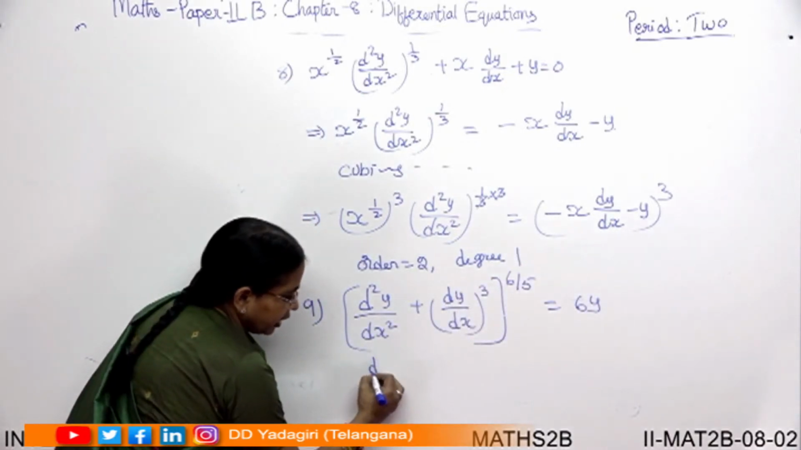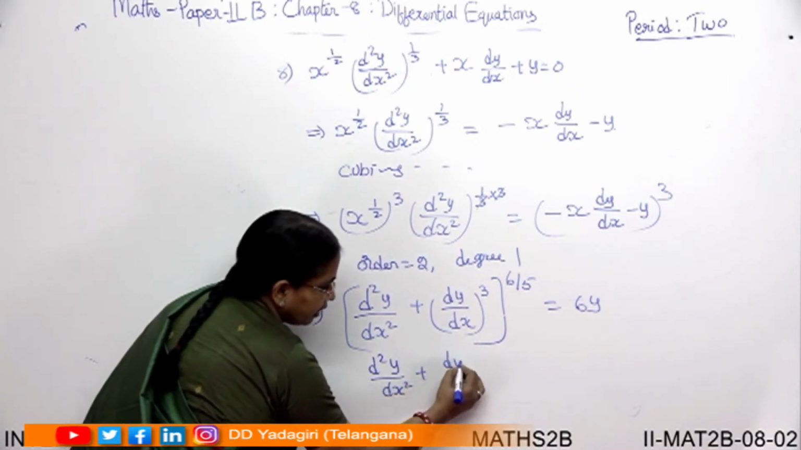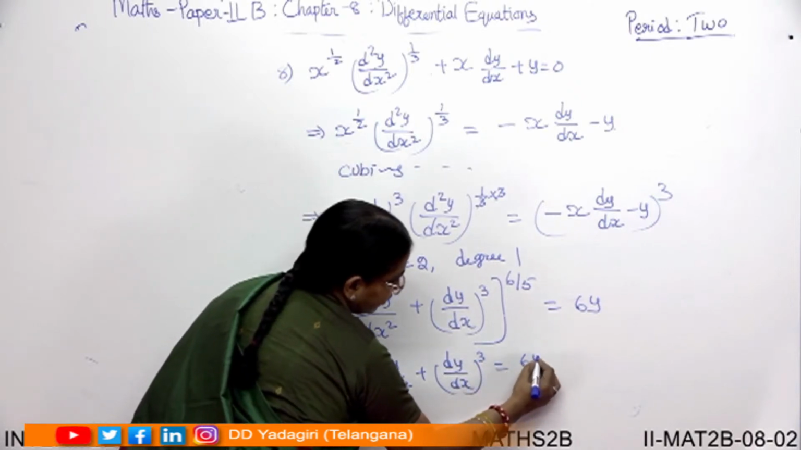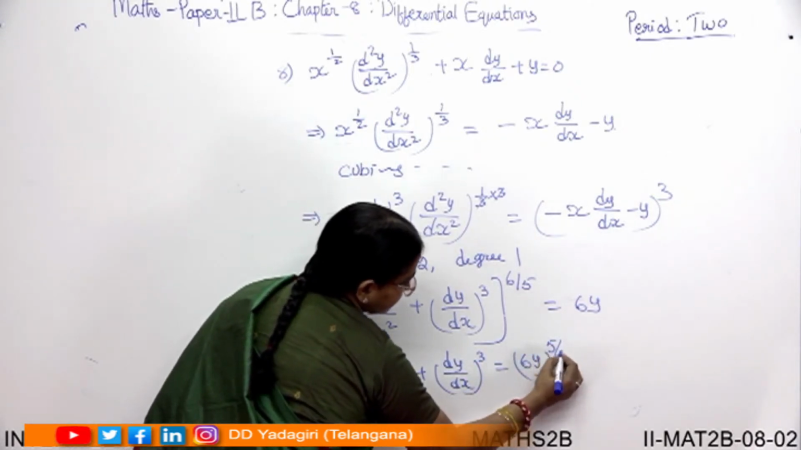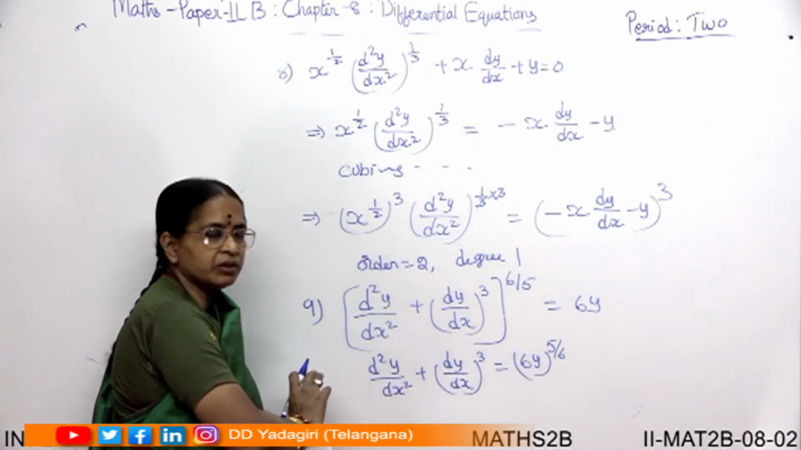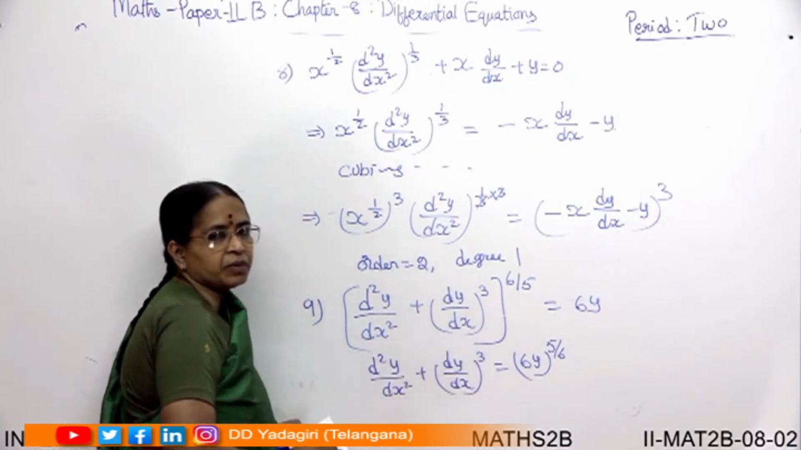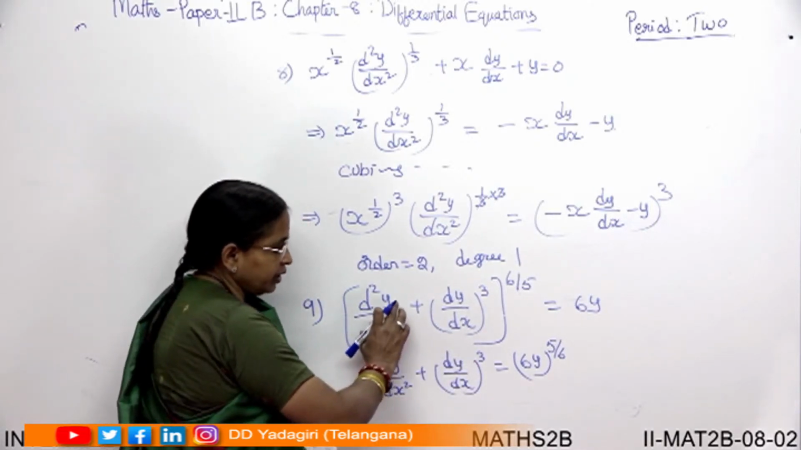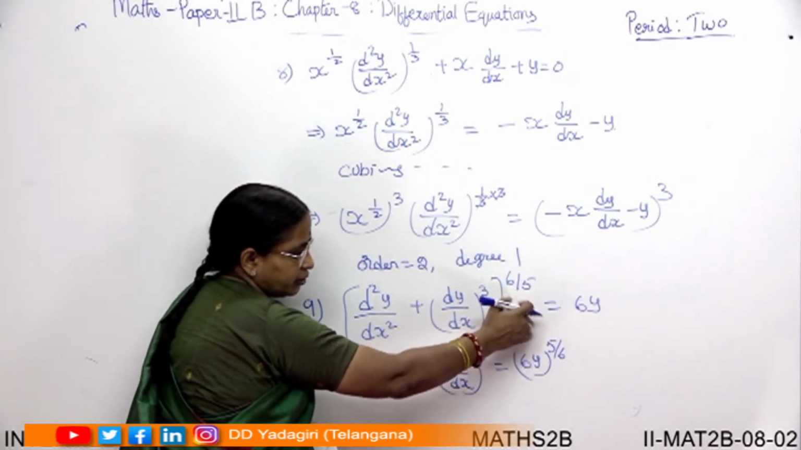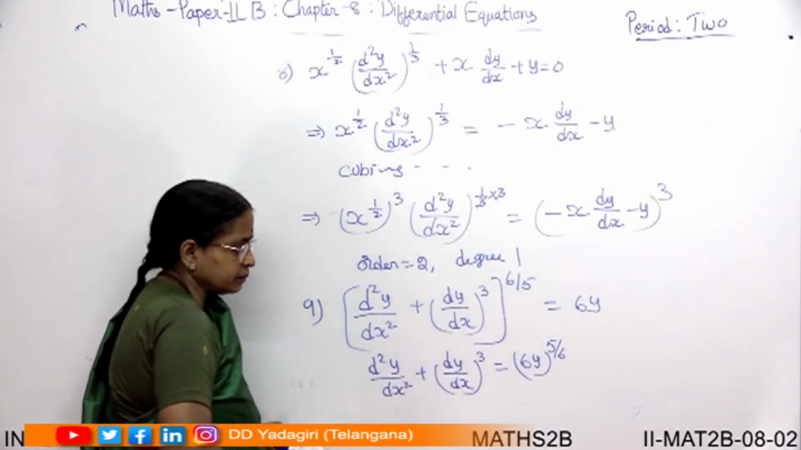That means you can write d square y by dx square plus dy by dx whole cube is equal to 6y whole to the power 5 by 6. So these coefficients, as far as x and y are concerned, you can have fractional powers, but derivatives should not have any fractional powers. So here we removed this fractional power by just taking it to that side. That means you are taking the power 5 by 6 on both sides.